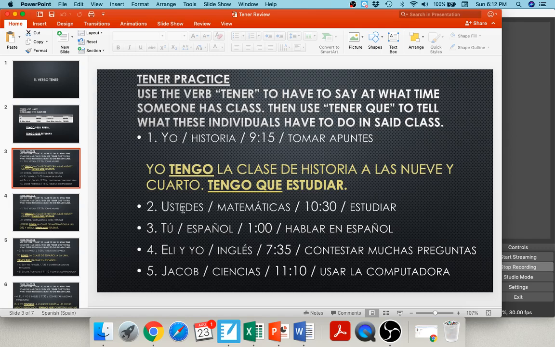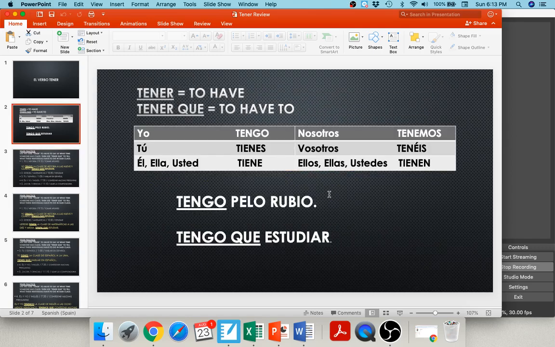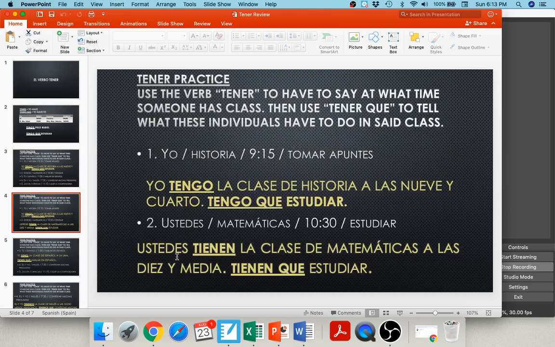Number two says, ustedes, matemáticas, 10:30, and estudiar. So we're trying to say that you all, ustedes, have math class at 10:30 and that you have to study. So we know that the tener word to go with ustedes in this case would be tienen. So we're going to say, ustedes tienen la clase de matemáticas. You have it at 10:30, a las 10:30. And in that class, you all have to study. Tienen que estudiar.